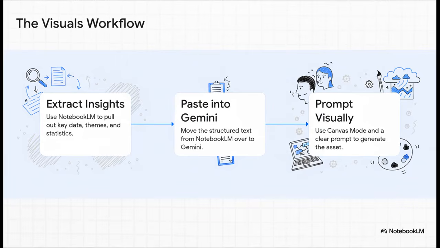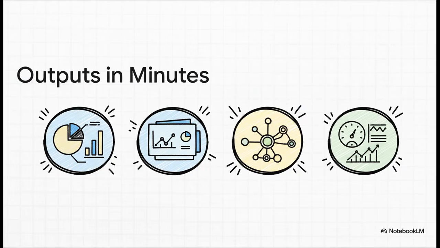It's a simple 3-step workflow. First, you use NotebookLM's brain to extract all the key structured insights. Second, you copy that text and bring it over to Gemini, which is a powerhouse for visual creation. And third, you use a feature called Canvas Mode and give it a clear visual prompt to generate what you need. And we're not just talking about infographics. With this workflow, you can create publication-ready visuals, entire data-driven slide decks, interactive skill maps, even live strategic dashboards. These are the kinds of high-value assets that used to take days, if not weeks, to build. Now you can do it in minutes.